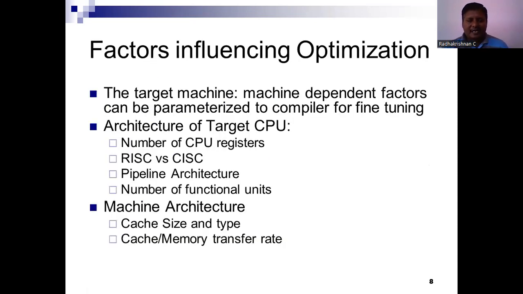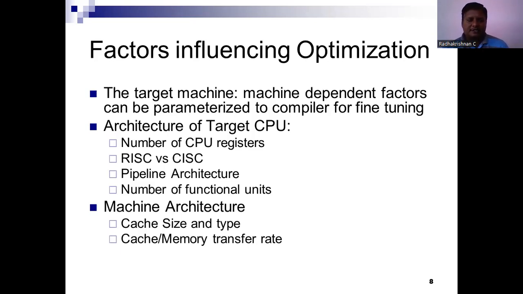What are the factors majorly influencing the optimization? The first one is the target machine. Machine dependent factors can be parameterized for the compiler for the fine tuning process. So the target code is a major important point among the factors influencing the optimization.